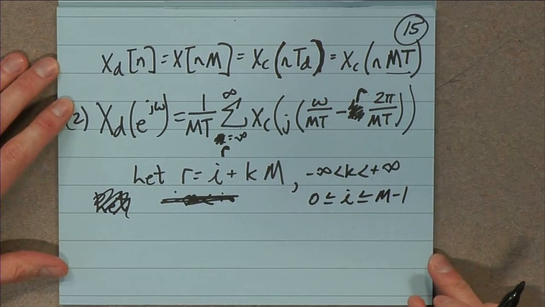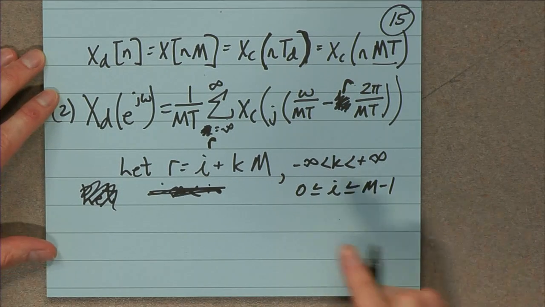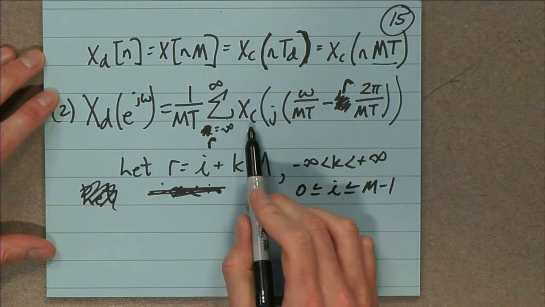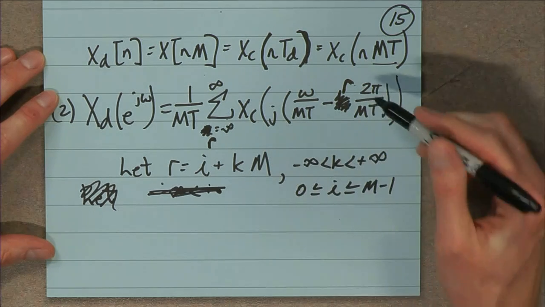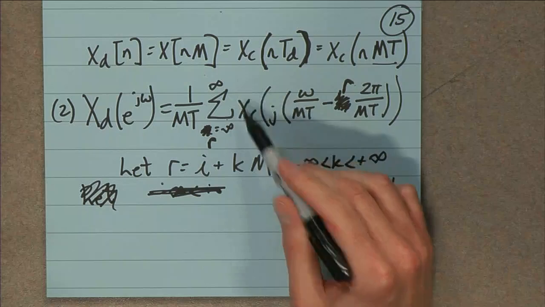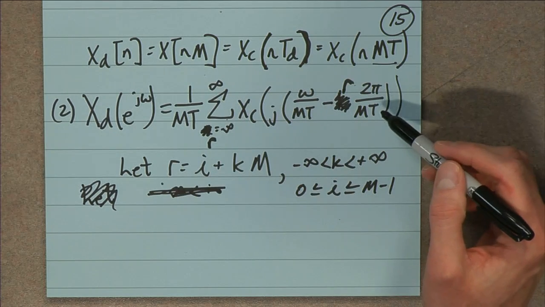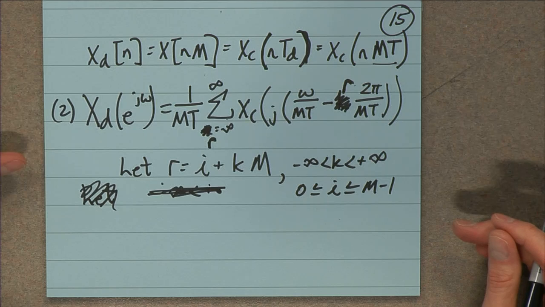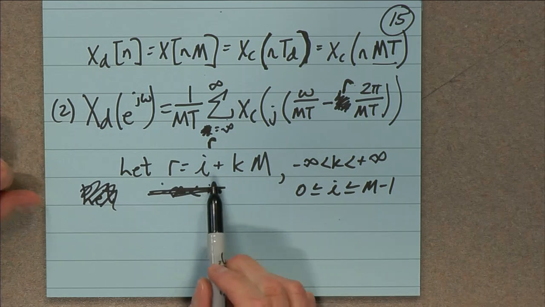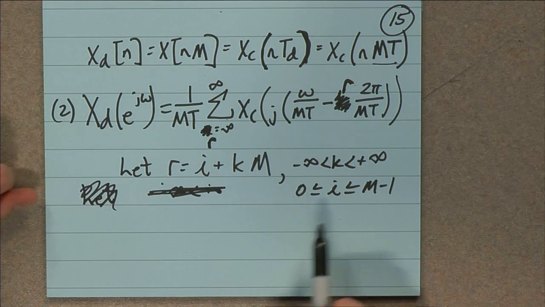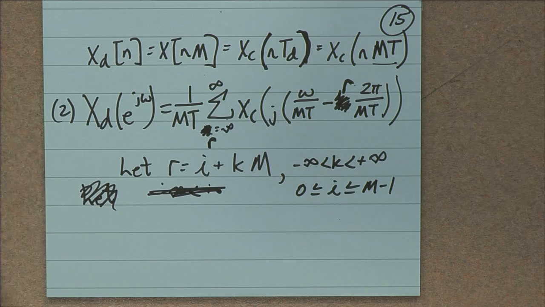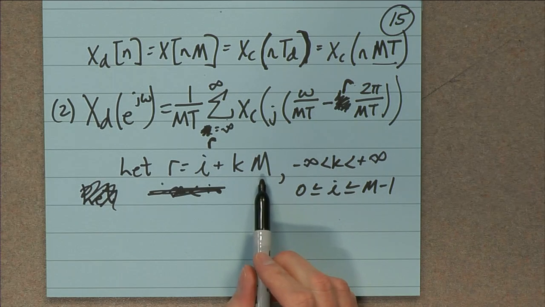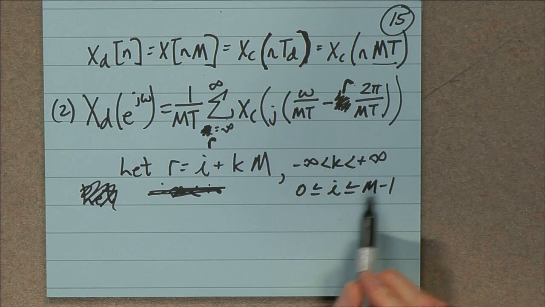And so one way to think about this is to think, okay, we took these shifted copies of the continuous spectrum and we're shifting them an infinite number of times, where r is this 2 pi over MT. So we've got all these infinite copies shifted everywhere. Well, what we're going to do is break it into, you can almost think of it as the principal, M components, or M pieces, where i goes from 0 to M minus 1.